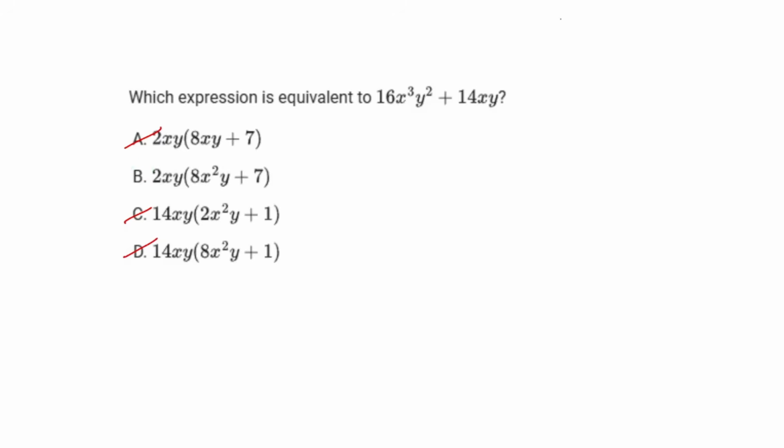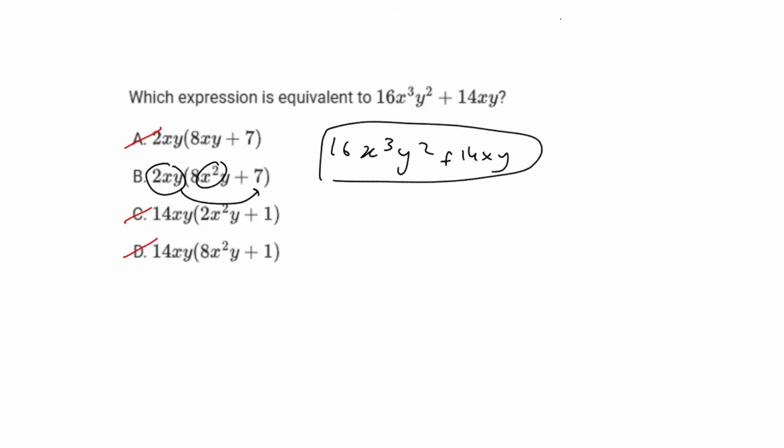And to confirm this, just before we select it, we have an x squared here. Remember, x squared times x, we're going to get our x cubed, right? So we know this is going to be 16x cubed y squared. And this 2xy multiplied by 7 is going to give us plus 14xy. And that's it to solving this question.